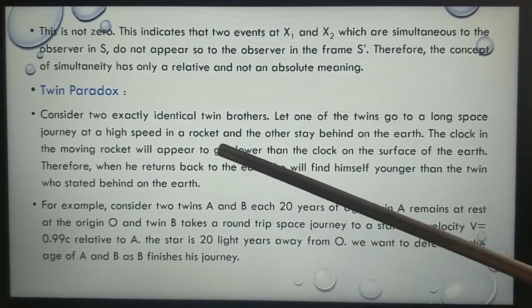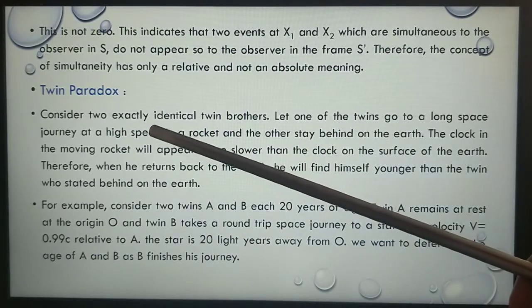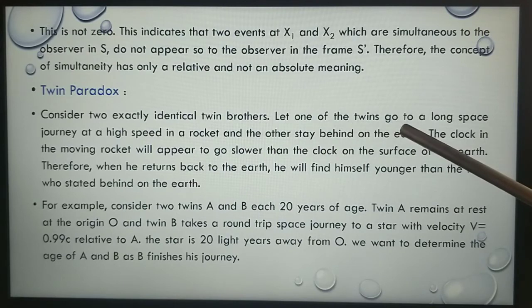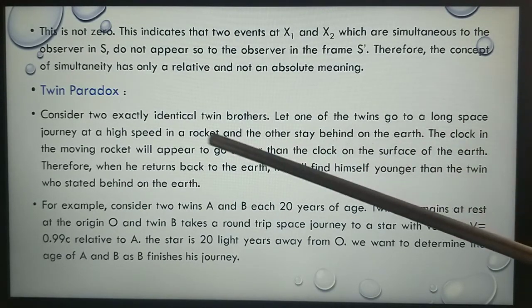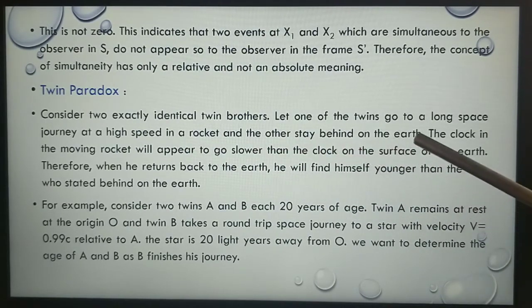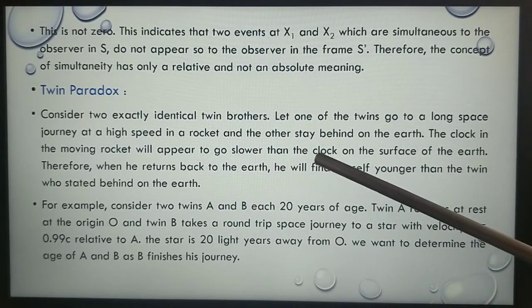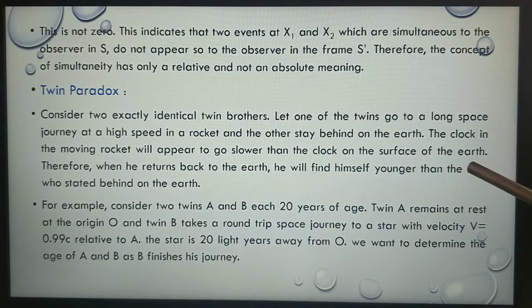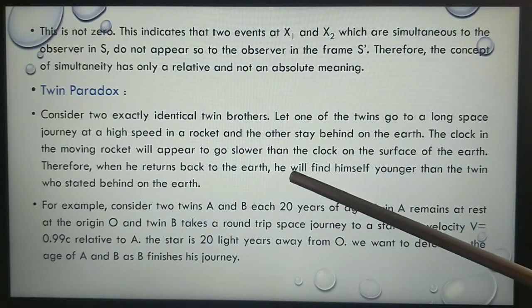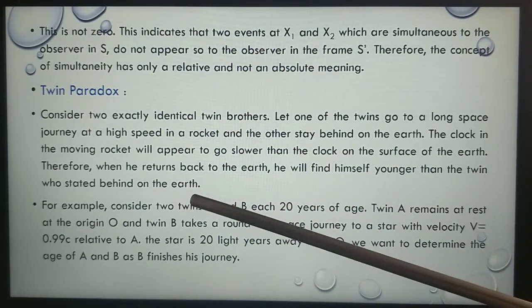Then we see the last point, twin paradox. Consider two exactly identical twin brothers. Let one of the twins go on a long space journey at a high speed in a rocket and the other stay behind on the earth. The clock in the moving rocket will appear to go slower than the clock on the surface of the earth, right? Therefore, when he returns back to the earth, he will find himself younger than the twin who stayed behind on the earth.